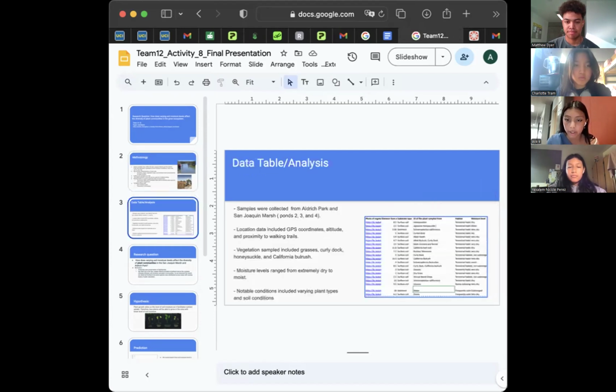So here's the data table and analysis. Samples were collected from the Alchard Park and San Joaquin Marsh, and the ponds that it was collected from were 2, 3, and 4. And then the location data included GPS coordinates, altitude, and proximity to walking trails. And then the vegetation sampled included grasses, curly dock, honeysuckles, and California bulrush. The moisture levels range from extremely dry to moist. And then notable conditions include varying plant types and soil conditions. And right here on the right side is the data table that we used.